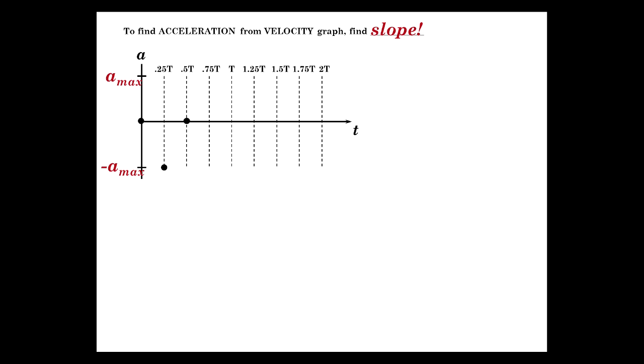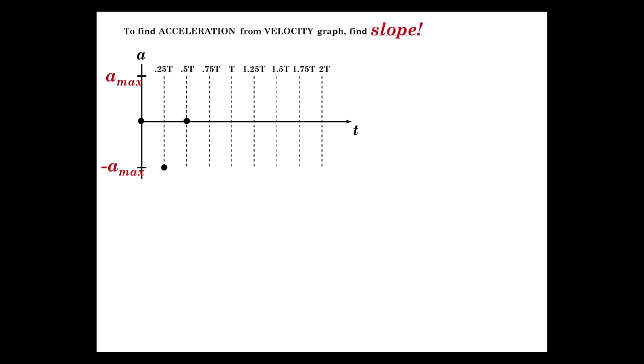The velocity graph at this location here was 0. The slope of the velocity graph was negative, but the value of the velocity graph was 0, and the slope was 0. And there's no acceleration at the 0.5 period point. So 0.25, 0.5. You're back at the equilibrium, no acceleration.